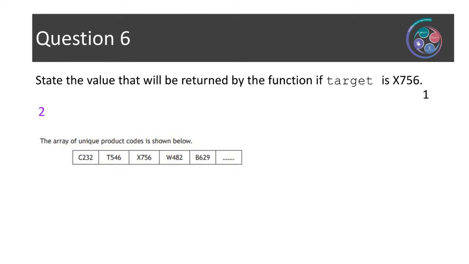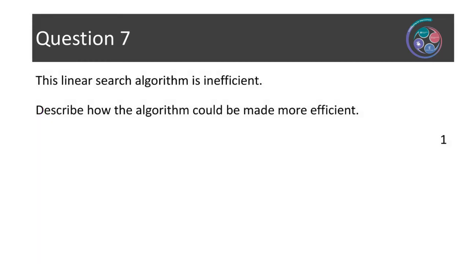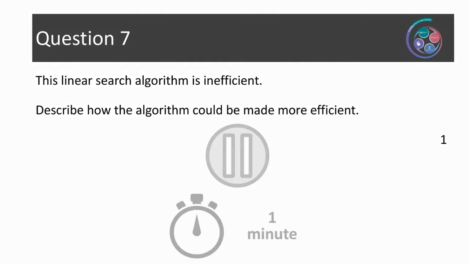So just take a bit of time to look over the linear search algorithms if that isn't completely comfortable with you. Now, you will have noticed that this linear search algorithm is inefficient. So question number 7 does ask, describe how the algorithm could be made more efficient. So at the moment, we can see that that was a fixed loop with an if statement in there. But there may be alternative ways to do that. This question is asking us what that could be. 1 mark, about a minute to come up with your answer there. Pause the video now.